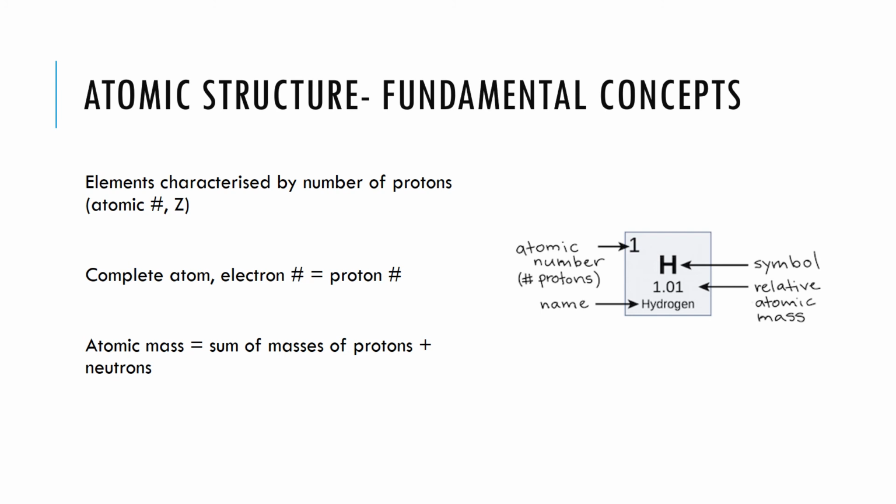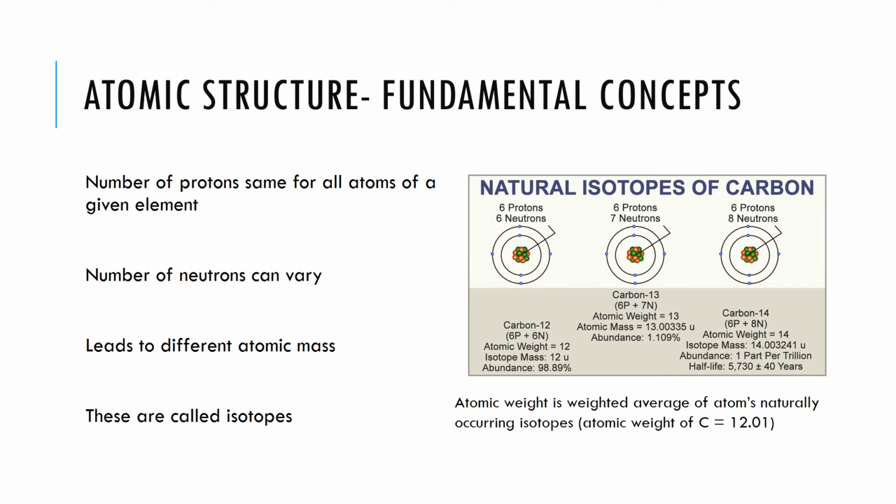A whole atom then, a complete atom, has the same number of electrons and protons, and the atomic mass is the sum of masses of protons and neutrons in the nucleus. The number of protons is the same for all atoms of a given element, but the number of neutrons can vary, and we call these isotopes.